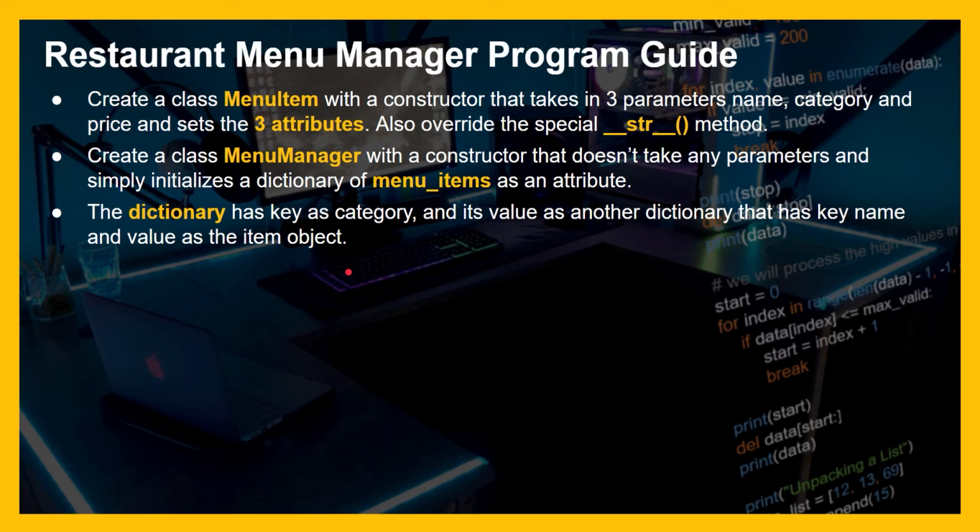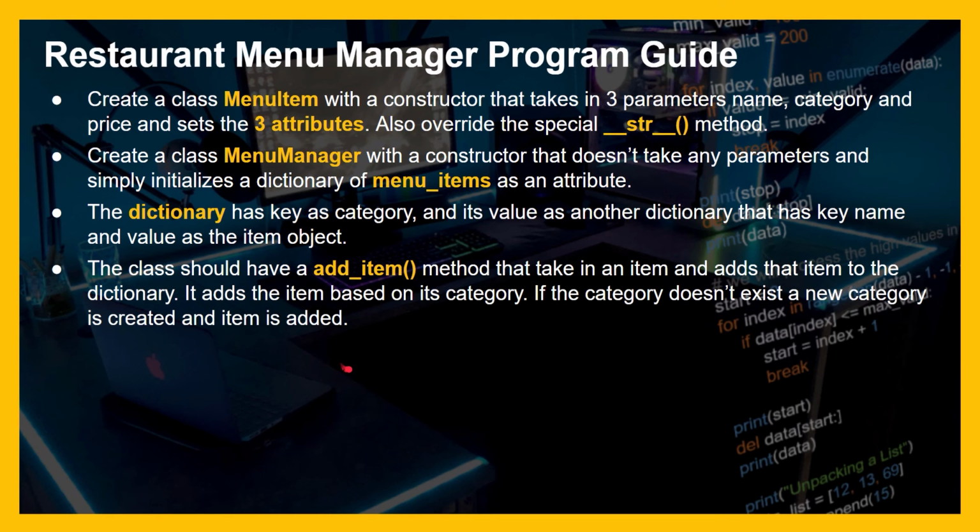So this is going to be a nested dictionary, so you'll have a dictionary inside of another dictionary, and first of all you'll have the keys as the categories and the values as other dictionaries that have key as the name of the item and the value as the object itself. So we move on. The class should have an add item method that takes in an item and adds that item to the dictionary. It adds the item based on its category, and if the category doesn't exist, a new category is created and the item is added.